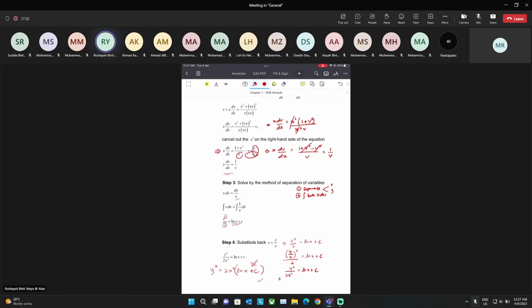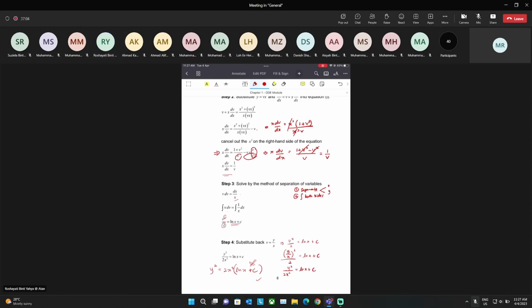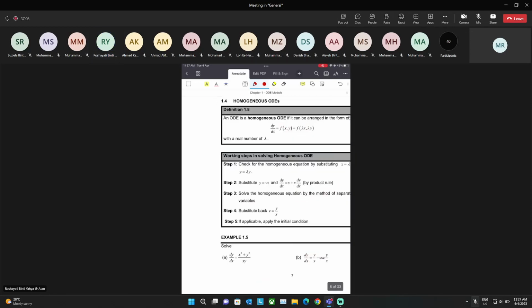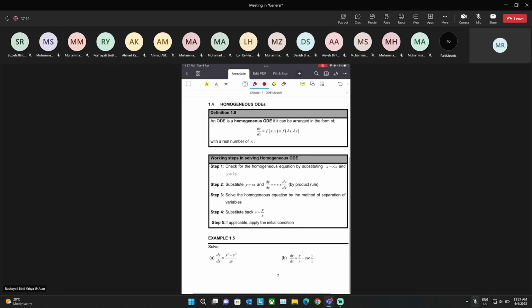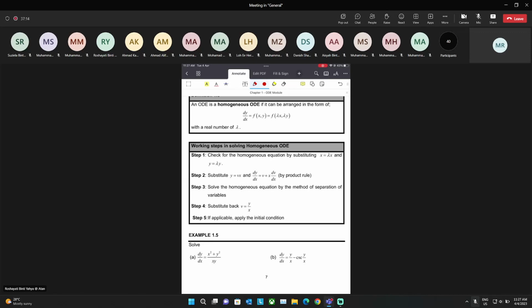Okay, then we go to the next example, B. dy/dx equal to y over x minus cosecant of y over x.